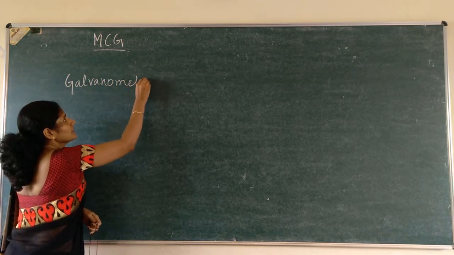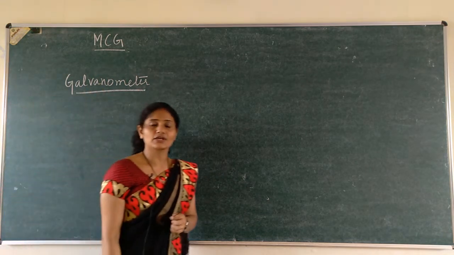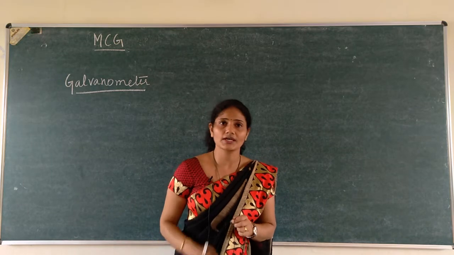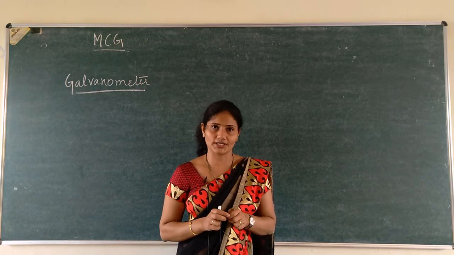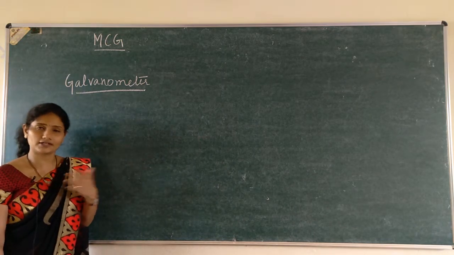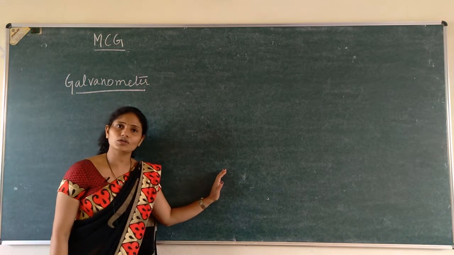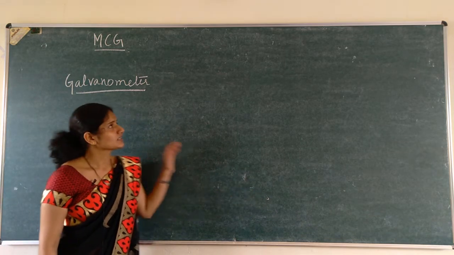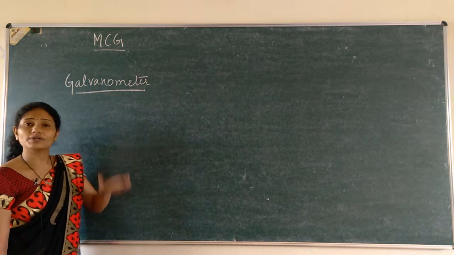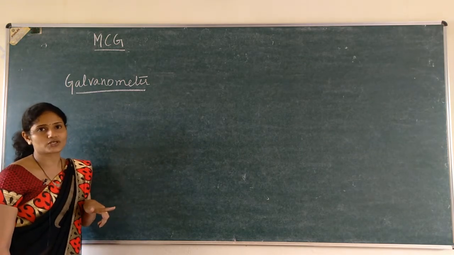What do you mean by a galvanometer? So galvanometer is a device which is used to measure weak current or voltage. In order to measure current, we have another device which is called as ammeter, and to measure voltage we have voltmeter. Then what is the difference between galvanometer and ammeter? Because both the devices are used to measure current.